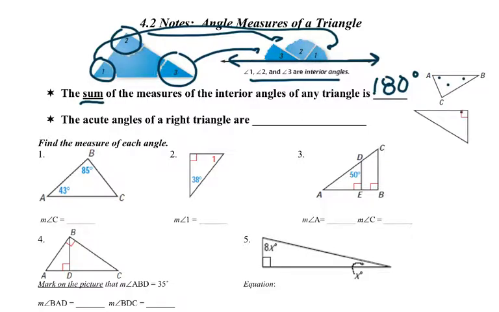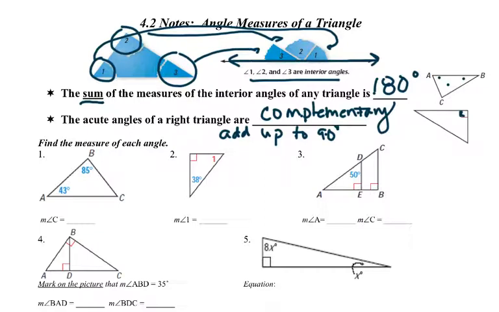If you happen to have a right triangle, you already have another 90 degrees, right? So then the other two angles would have to add up to 90. And what is the name of angles that add up to 90? You're right, complementary. So in a right triangle, the acute angles add up to 90, which is complementary.